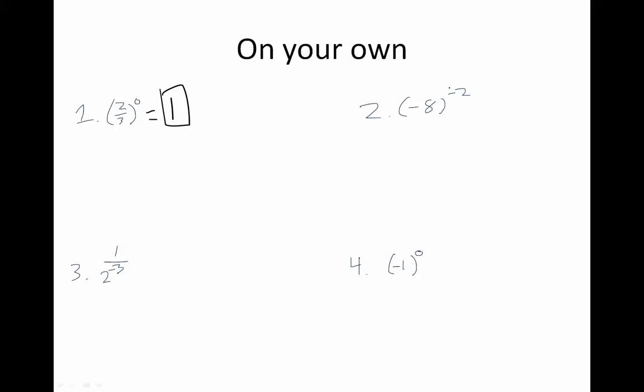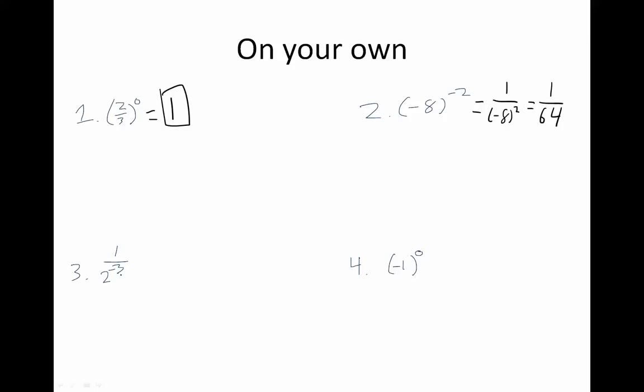Number 2, a negative exponent creates a reciprocal. This negative over here, not impacted at all. This is 1 over -8 squared, which if we were to simplify that further would be 1 over 64, because -8 times -8 is positive 64.